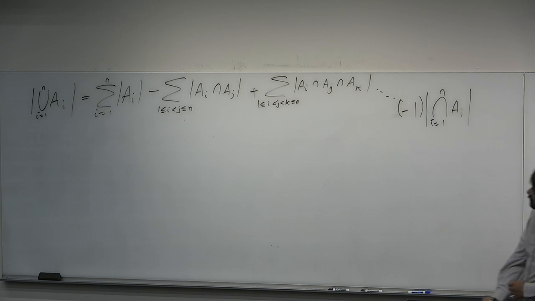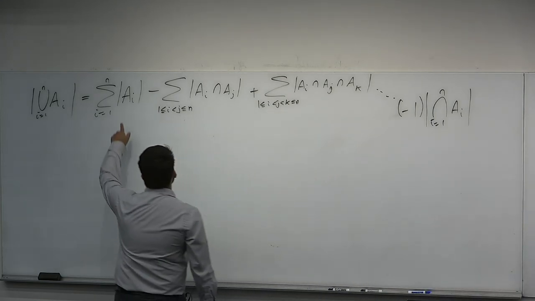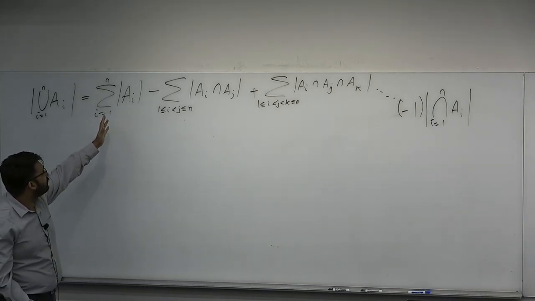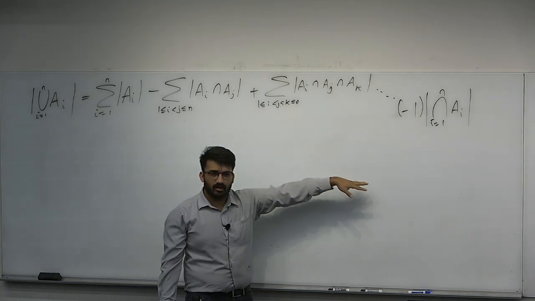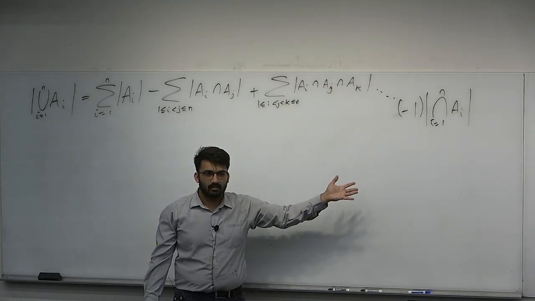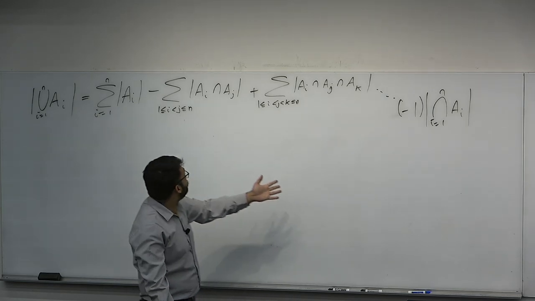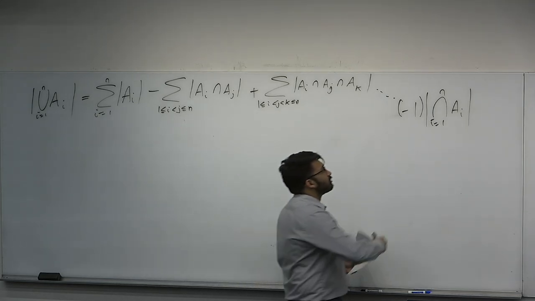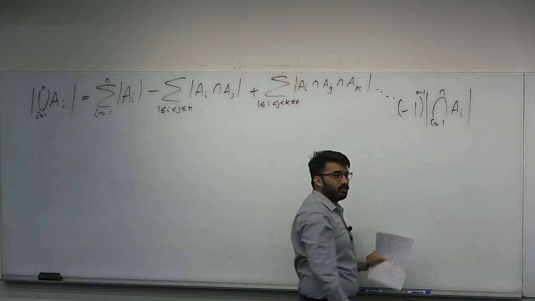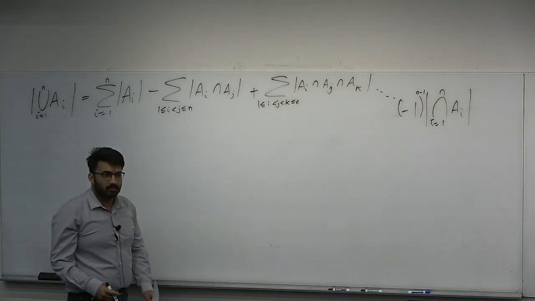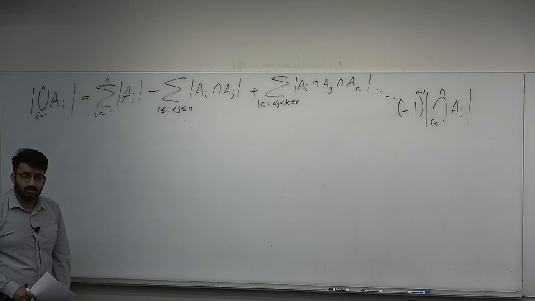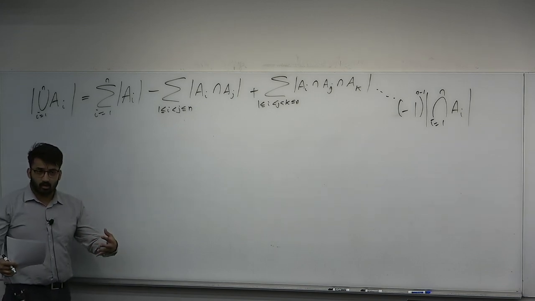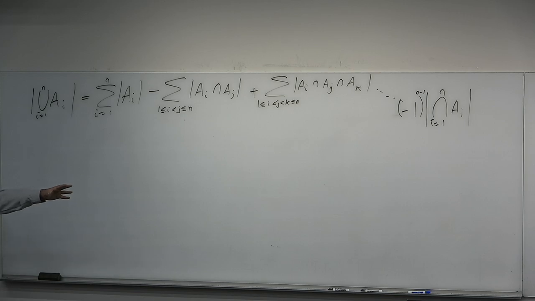Well, let's see. The one sets were positive, two sets were negative, three sets were positive, four sets were negative. So it's like if n is even or odd, right? If n is even, it should be negative. So I'm just going to say this is going to be n minus 1, the last step, whatever that is. That is a long and ugly formula, and you'll never have to use the generalized inclusion-exclusion principle, but it's important to think combinatorially about how we generalize inclusion-exclusion from 2 to 3 to 4 and so on, right?